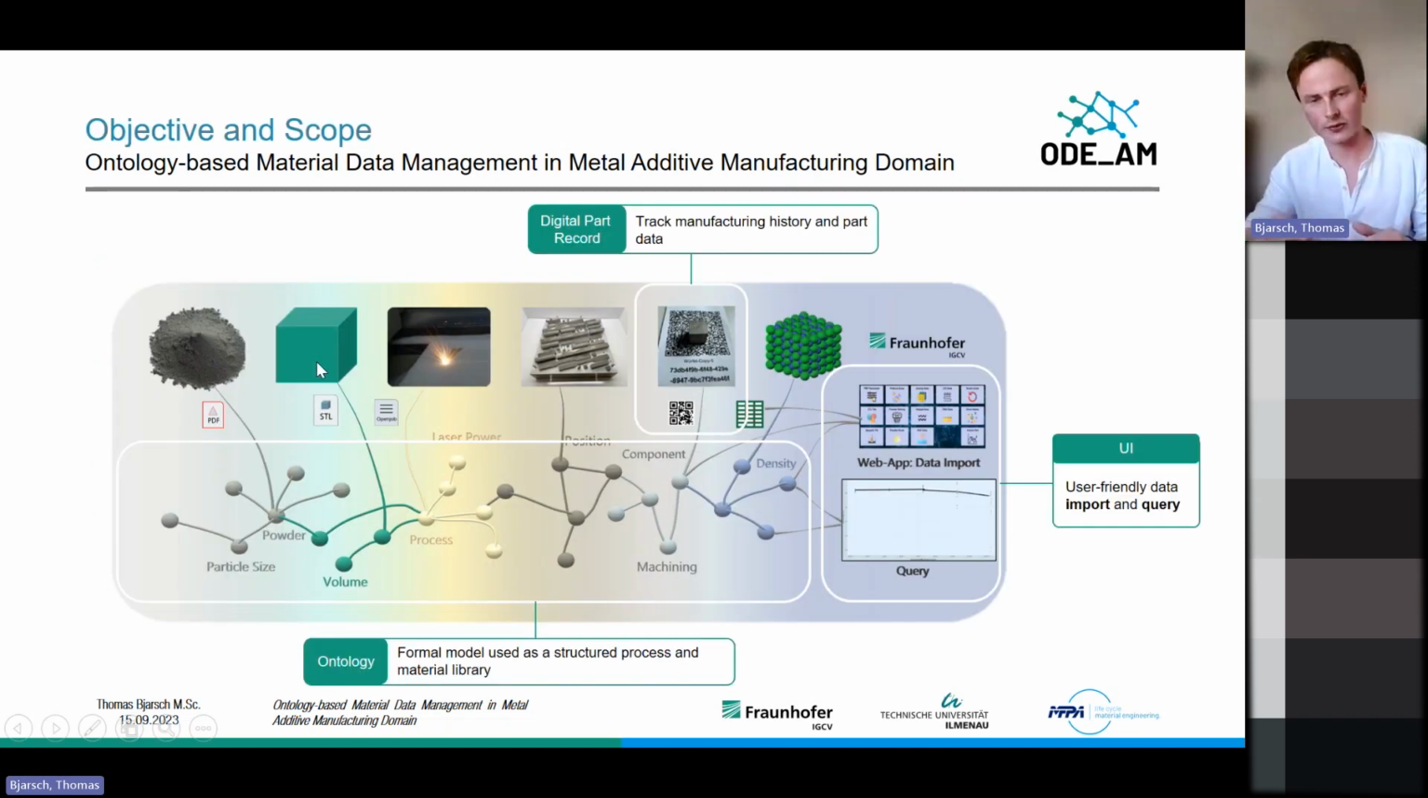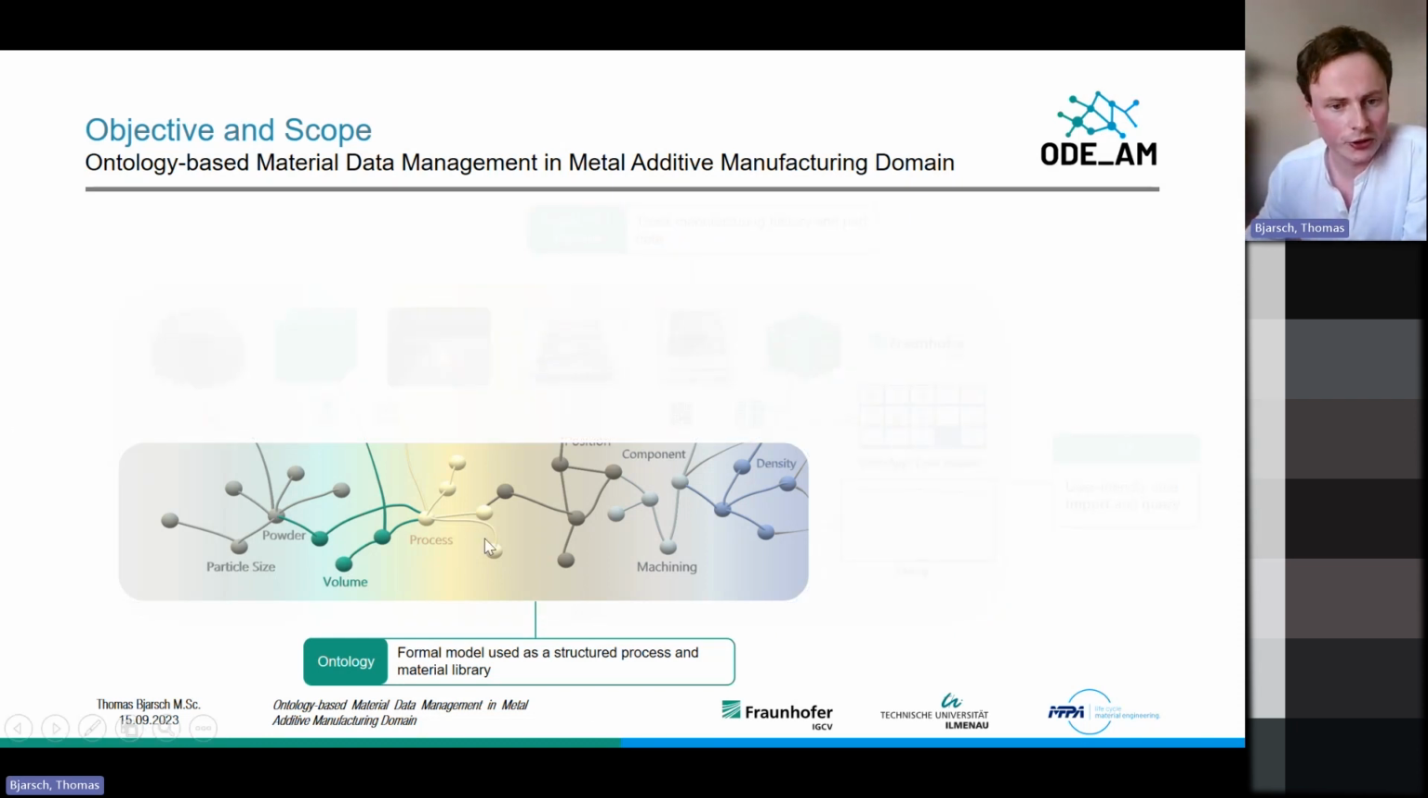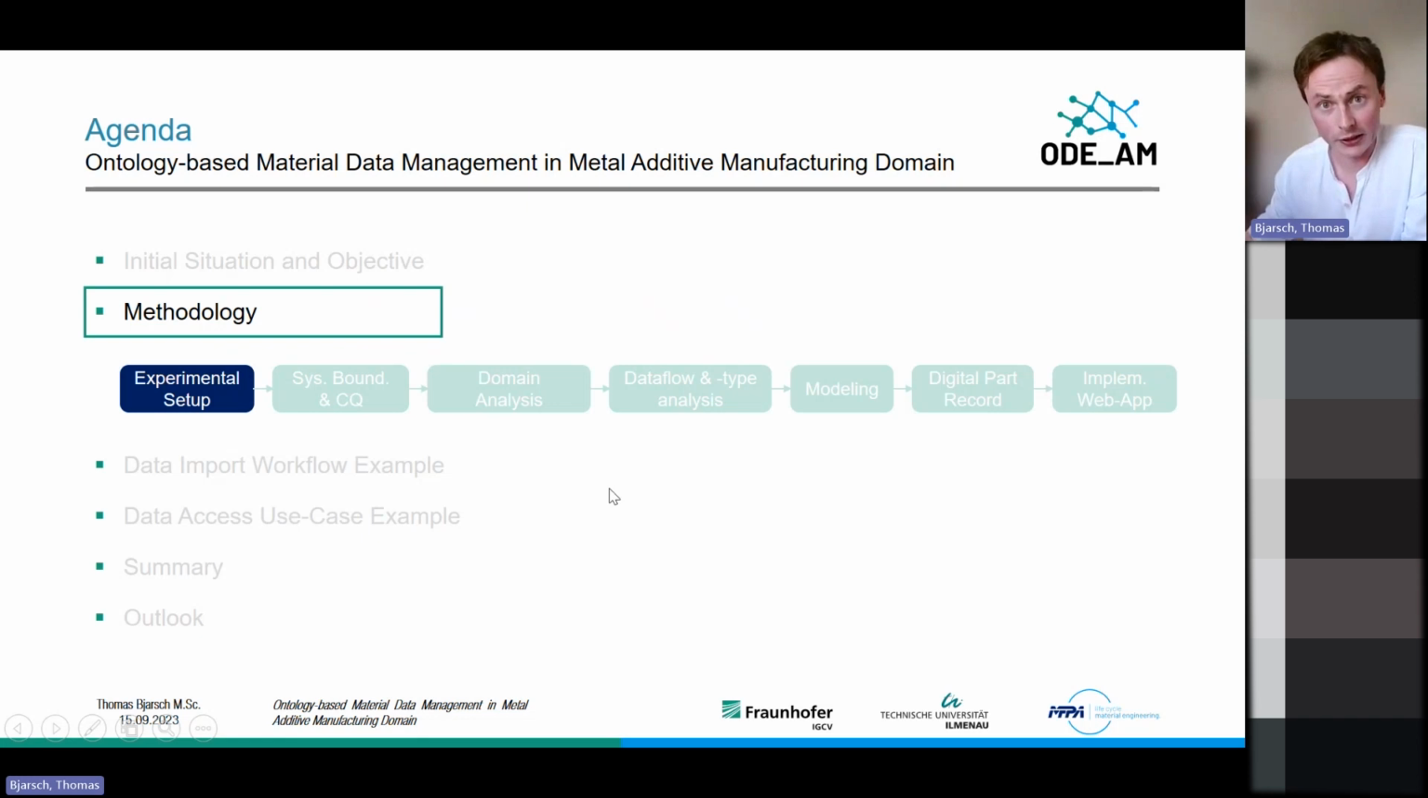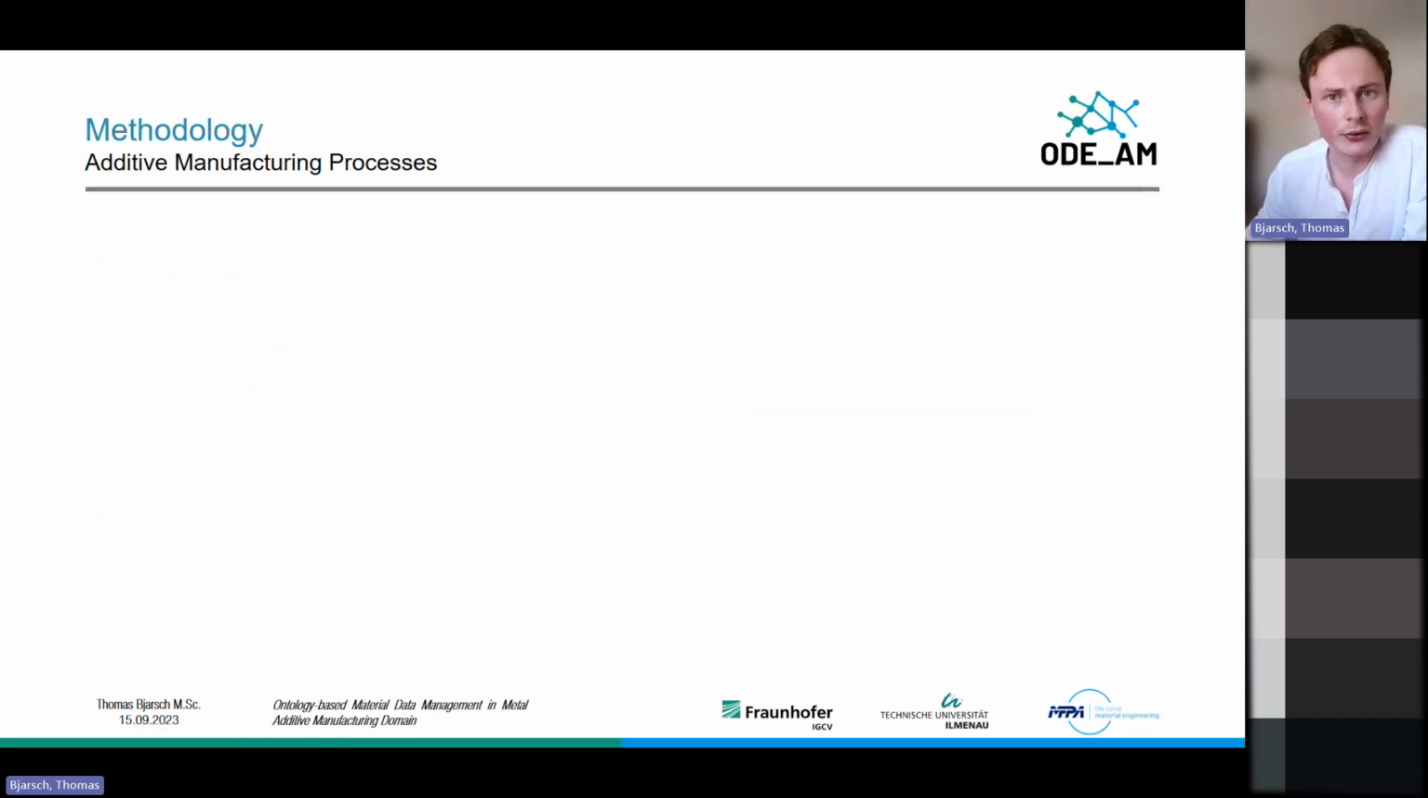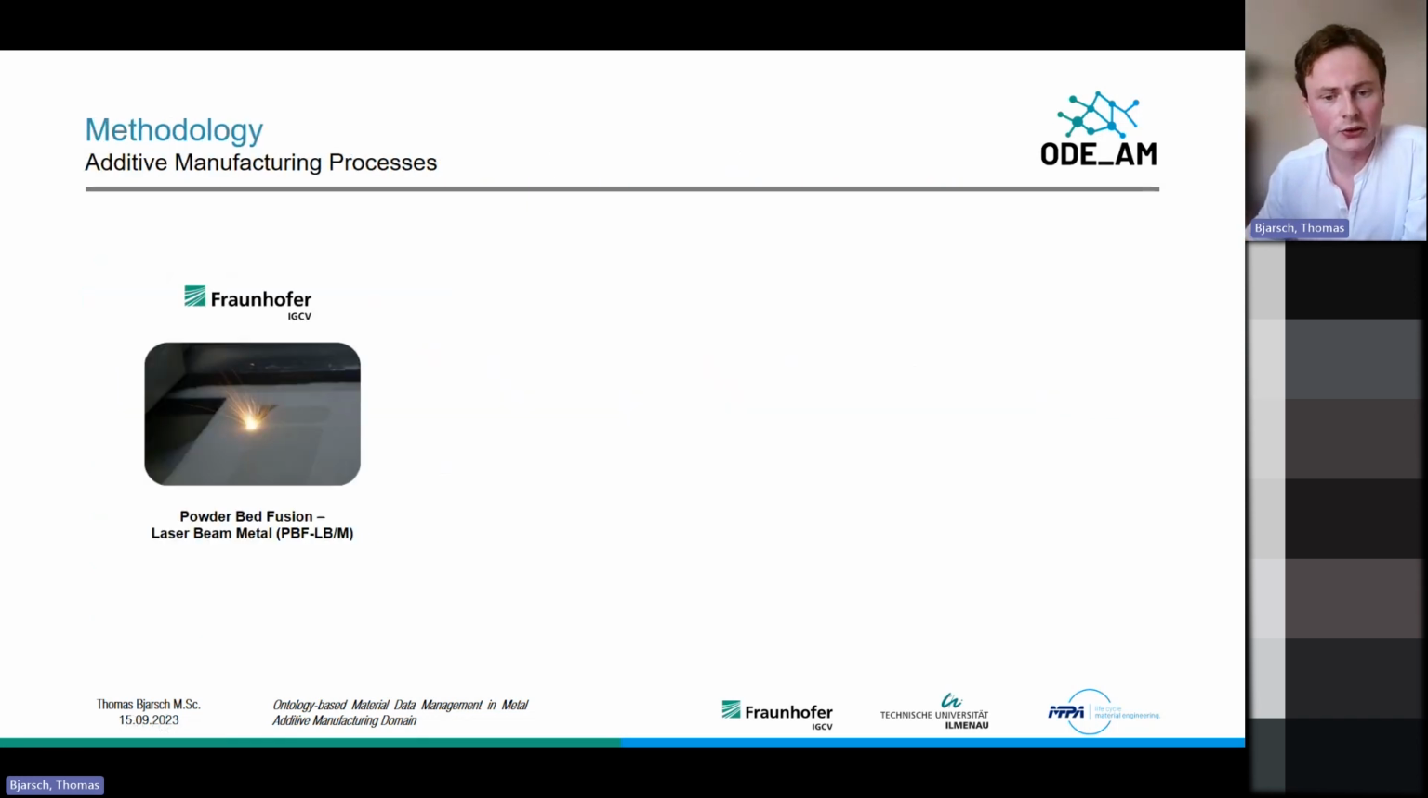How to create the first prototype for such a system? Let's start with the ontology. We have several steps here, starting with the experimental setup. So we have three different additive manufacturing processes.